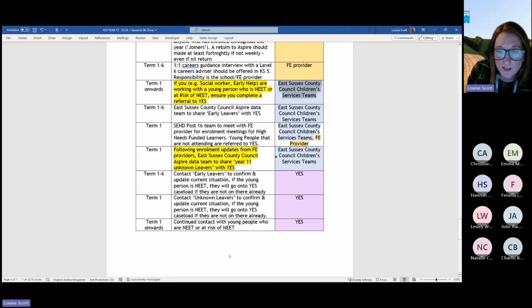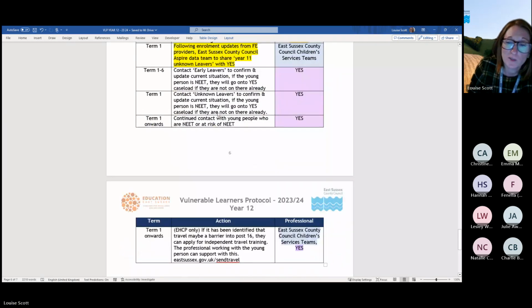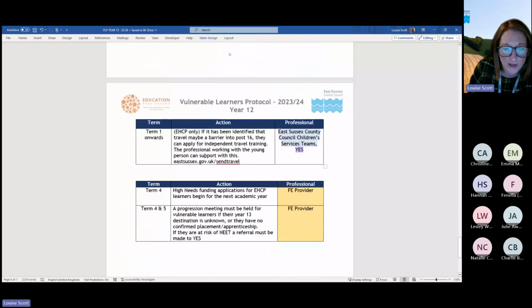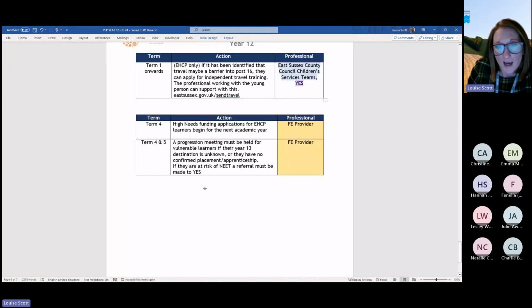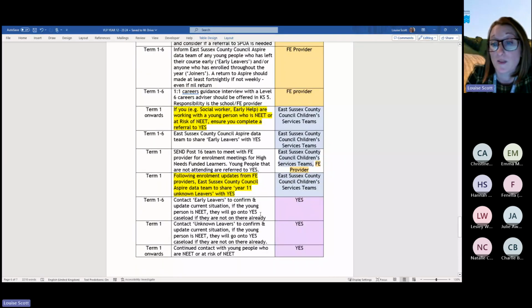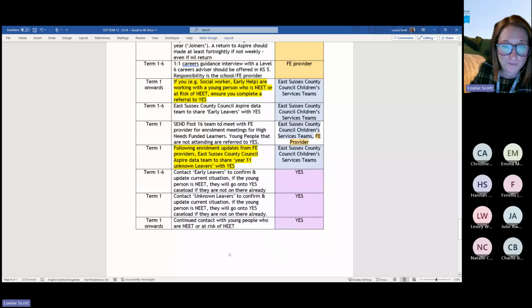Carrying on, term 1 still, sticking with East Sussex County Council Children's Services. Following enrolment updates from the further education provider, East Sussex County Council Aspire data team to share information, year 11 unknowns with the Youth Employability Service. So this is a specific team. This is the Aspire data team that will share the information about unknown leavers with the Youth Employability Service. We've got some actions there for the Youth Employability Service, but I won't highlight those today. But hopefully you can see where you would sit within that year 12 picture.